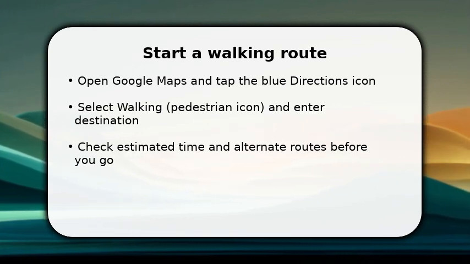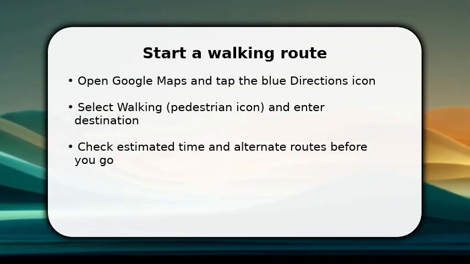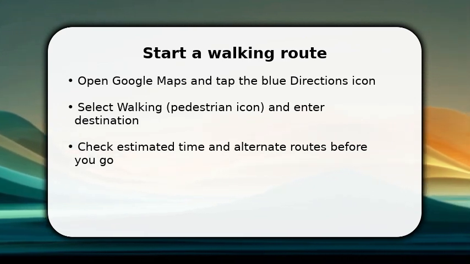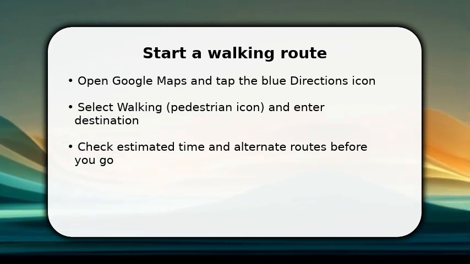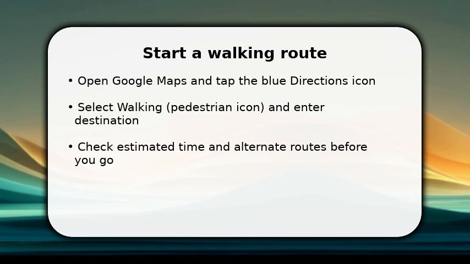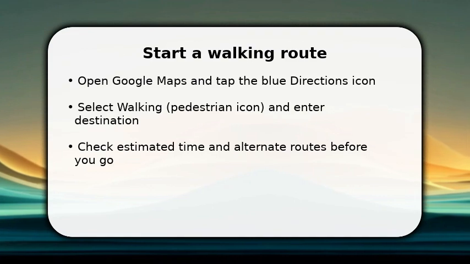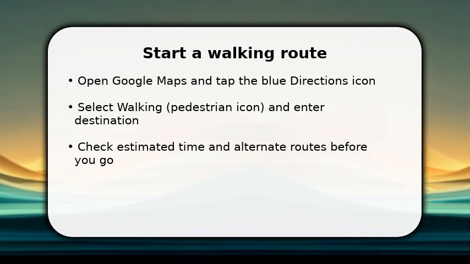Enter your destination and glance at the ETA and route options. Once done, pick the route that avoids busy roads or steep climbs. Make sure location services and Wi-Fi or mobile data are on so the app can pinpoint you accurately. And then tap Start to begin step-by-step navigation.